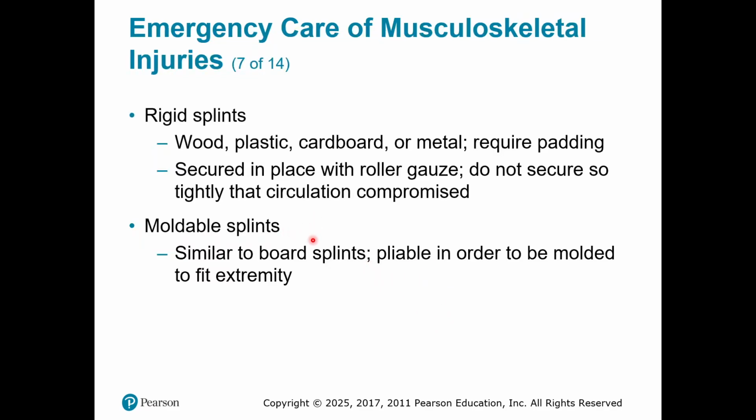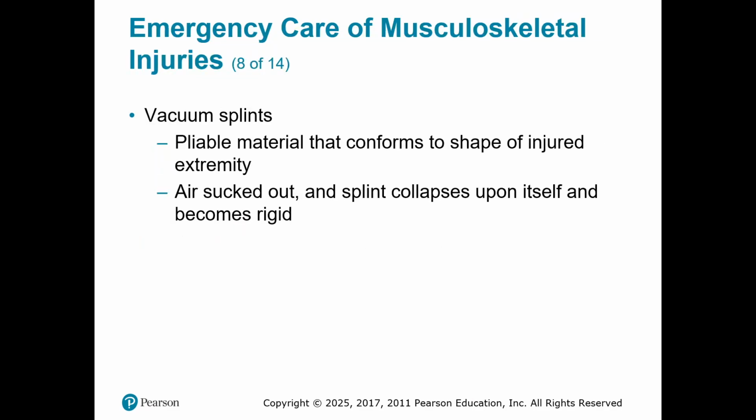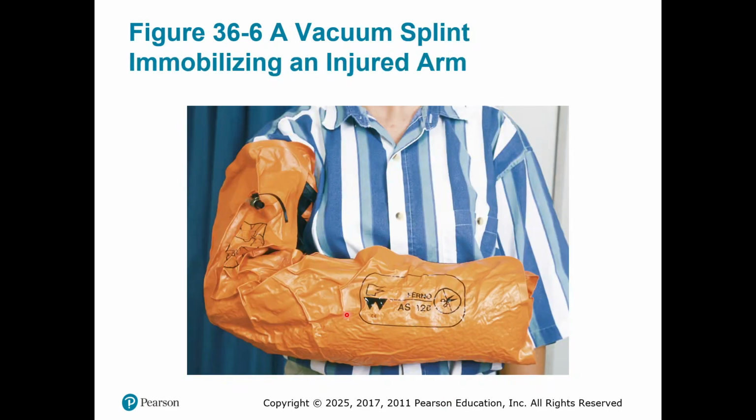The moldable splints are very similar to that of board splints, except they're more pliable and can actually be molded to fit the extremity. Vacuum splints, I don't even know if we've ever carried them in the last 24 years of me working here, because undoubtedly they're going to get a hole in them. This is an example here of a vacuum splint.